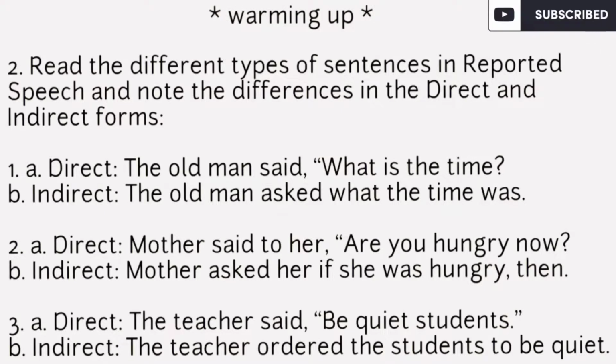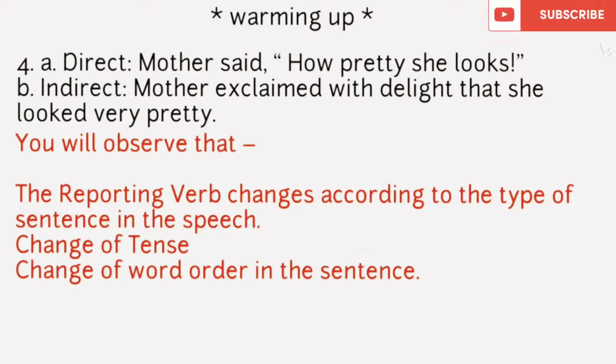Next, the teacher said, "Be quiet, students." The teacher ordered the students to be quiet. Next is, mother said, "How pretty she looks." And the indirect would be, mother exclaimed with delight that she looked very pretty. Here you will observe that the reporting verb changes according to the type of sentence in the speech, that is, change of tense or change of word order in the sentence. Okay, hope you understood this.